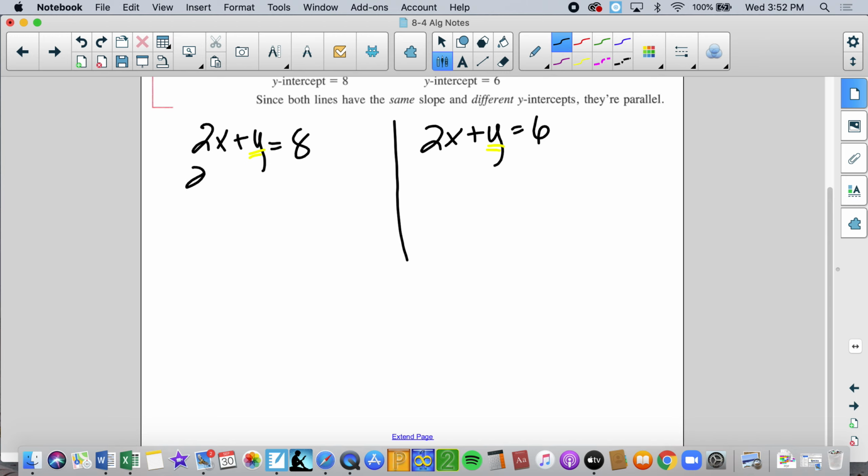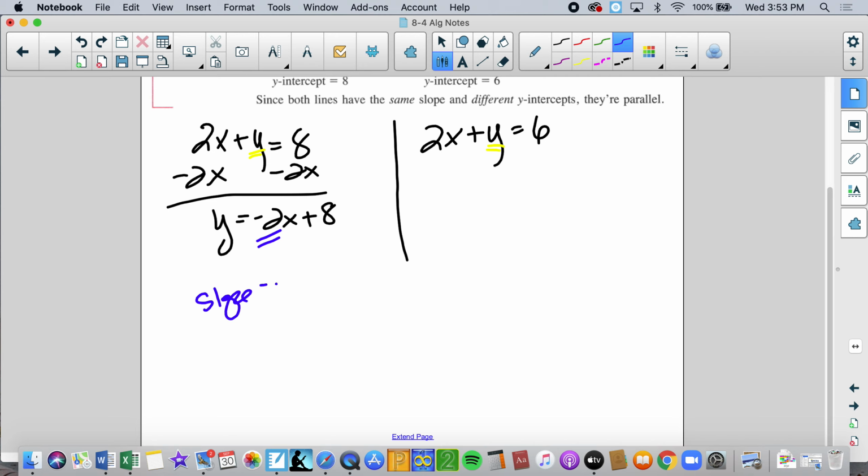I'm going to subtract 2x. That leaves me with y equals negative 2x plus 8. Remember, the variable comes first. And now I have found my y-intercept, or excuse me, my slope.